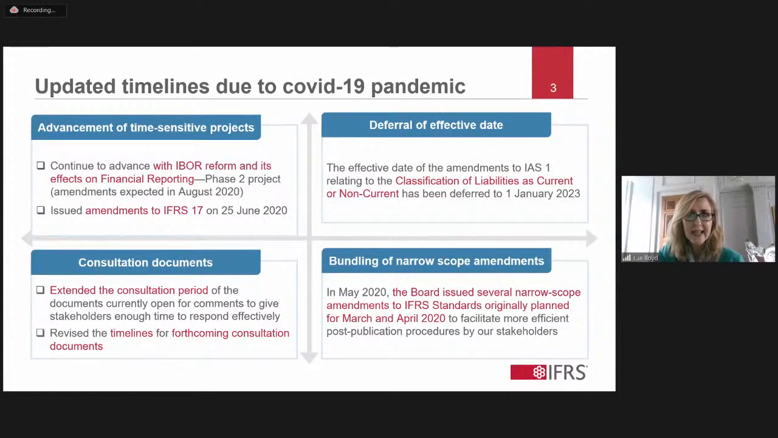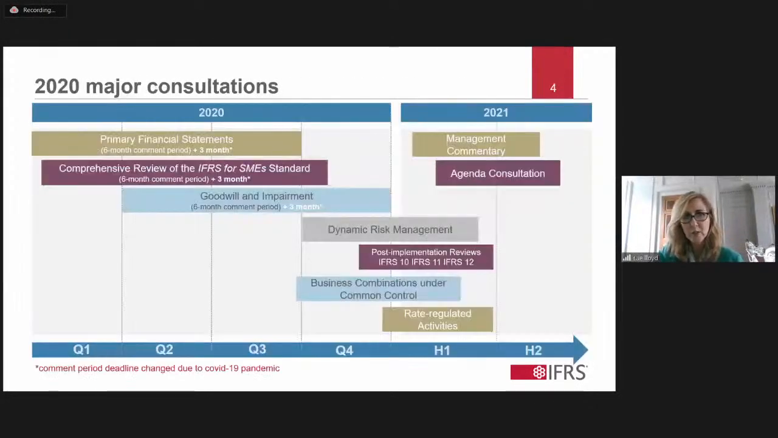Aida, if I could look at the next slide on our consultation documents. Today we're going to be focusing on our primary financial statements document. Our comment period is open until the end of September. As noted earlier, the Institute is looking for your comments by the 18th of September so they can amalgamate them, which is a good reminder.